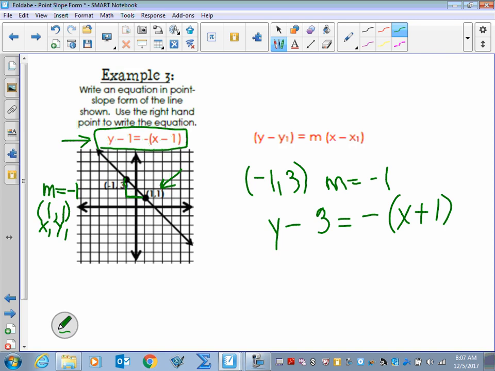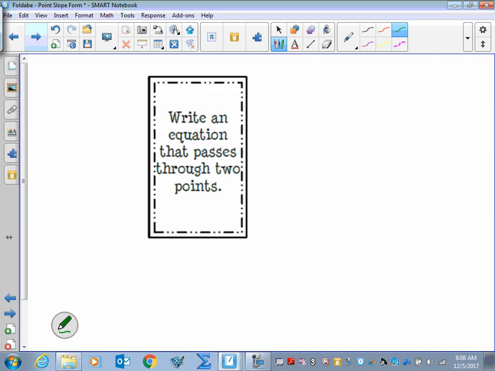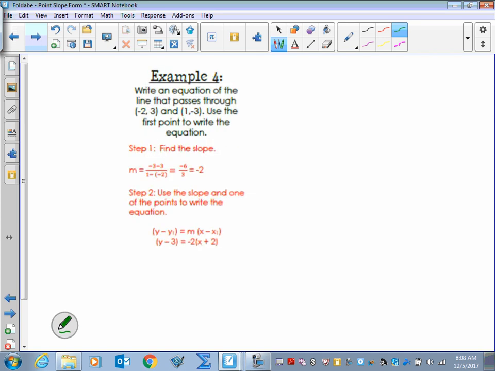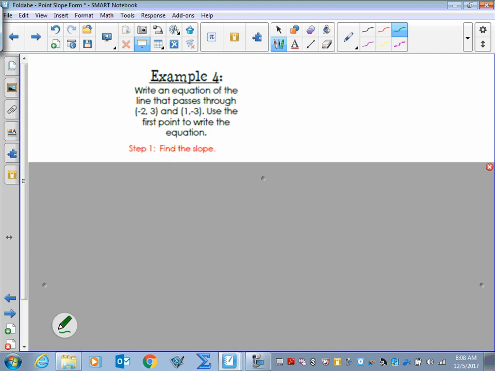All right, so we have just another type of example to go over. We're not going to do this one. Let's move on to this one right here. Okay. All right, so let's take a look. So in example 4, you're given 2 points, and you'll have this on your homework. So remember, in point slope form, I need to know 2 things: a point and what? And slope.